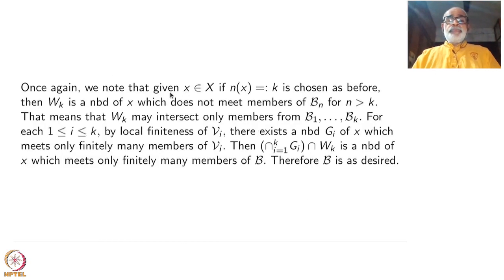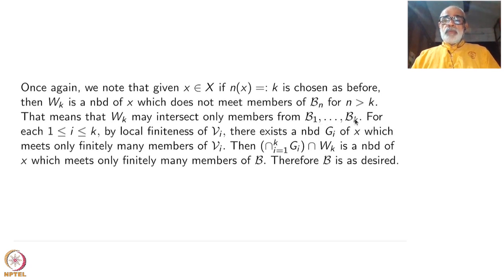Once again, given x inside X, if nx equal to k is chosen as before, once again I repeat, what is nx? Nx is the smallest number n such that x is inside Wn. So I am now writing it as k. This Wk is a neighborhood of x because x belongs to Wk, and it does not meet members of Bn for n bigger than k, because Wk gets subtracted in them. That means this Wk may intersect only members up to B1, B2, Bk. If they are in Bk plus 1 and so on, it won't intersect.